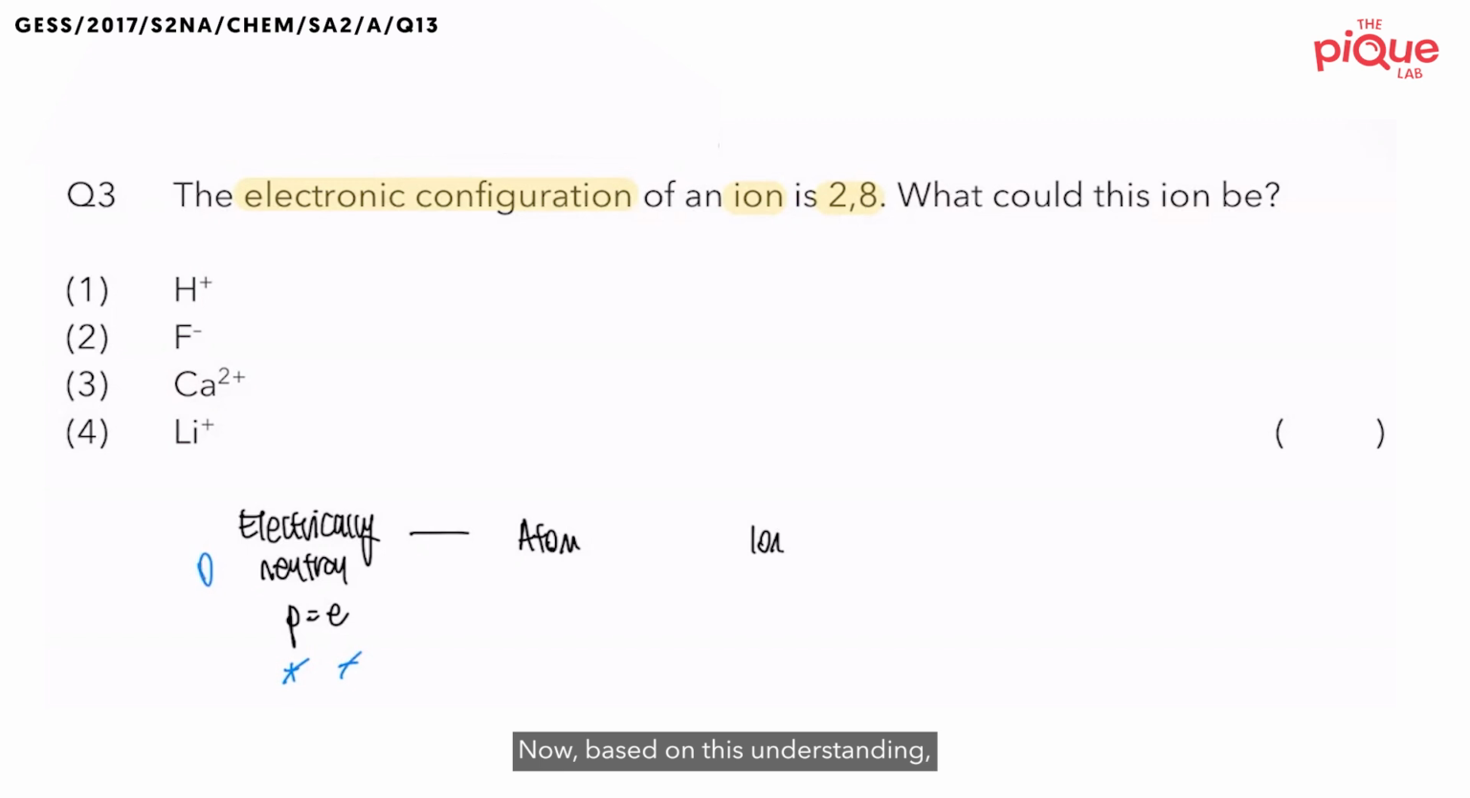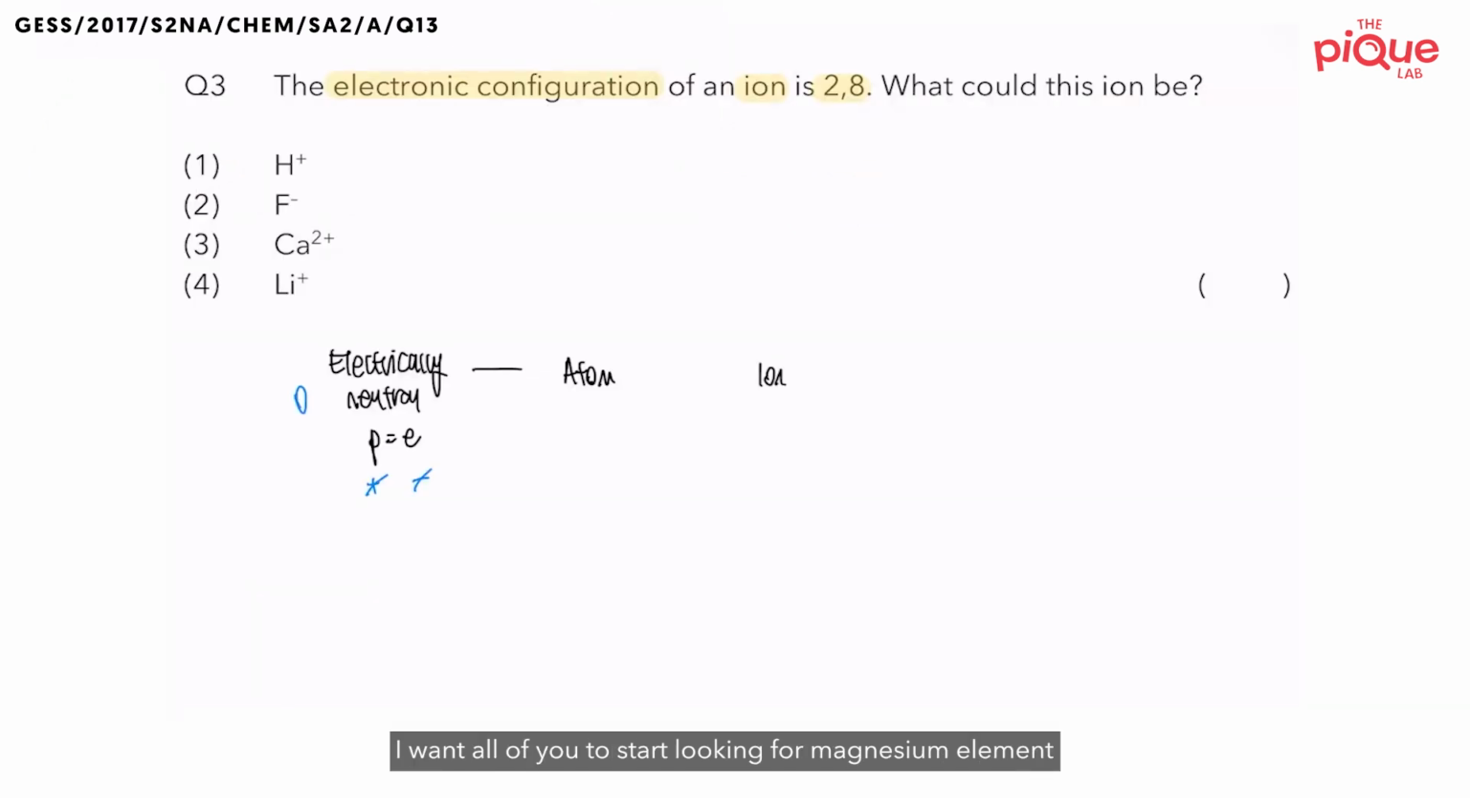Now, based on this understanding, I want all of you to start looking for the magnesium element inside your periodic table. Can you tell me how many electrons you think magnesium will have? How is magnesium represented inside your periodic table? This is how magnesium looks inside your periodic table. And notice that there are 2 numbers associated with it. What do each of these numbers represent?